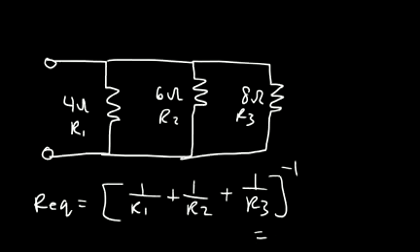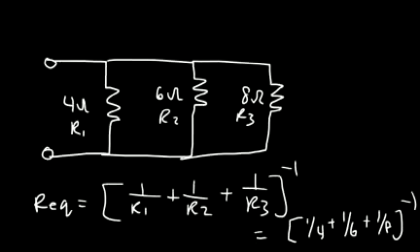So it is simply 1 over 4. You just substitute the values exactly in the calculator: 1 over 4 plus 1 over 6 plus 1 over 8, then invert the answer. You will be getting 1.846. So that will be the equivalent resistance value, which is 1.846 ohm. Don't forget the unit, please.